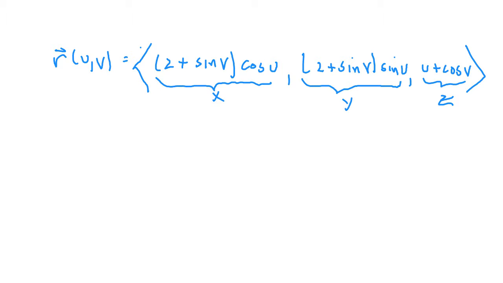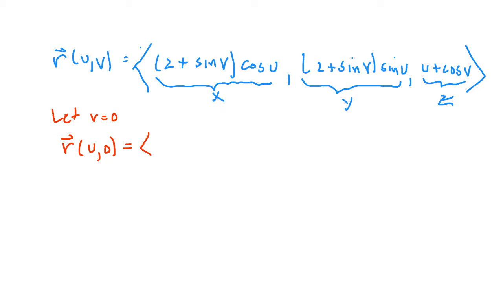Okay, so let's say that you were to let v equal 0. You would have r of the parameter u only because v equals 0. Now that would trace out a grid curve. And what would that grid curve look like?